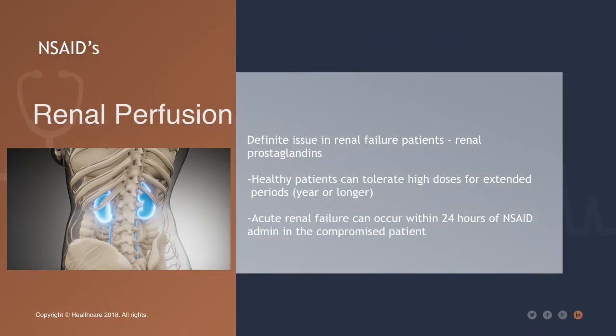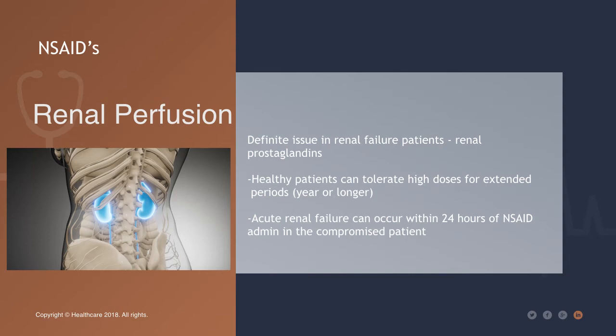Prostaglandins play an essential role in renal perfusion, and diminished levels of these are believed to account for reported cases of nephrotoxicity after long-term NSAID use. In the healthy patient, nephrotoxicity attributed to NSAIDs requires high doses for extended periods, almost a year or longer. However, a patient with compromised renal function relies more heavily on prostaglandins for adequate function, and acute renal failure can occur within 24 hours of NSAID administration.